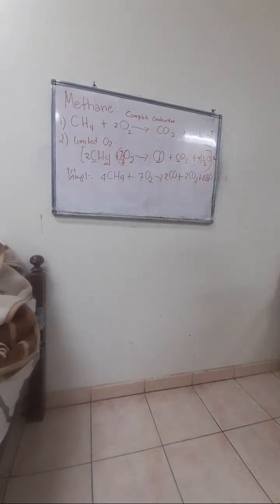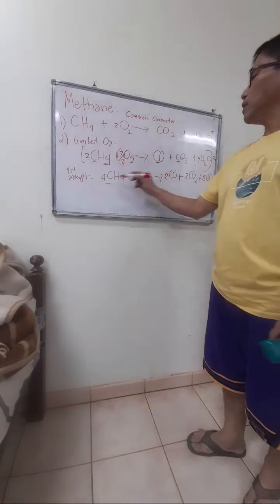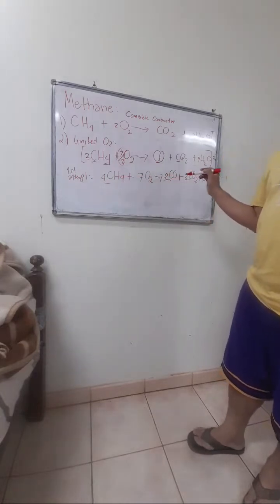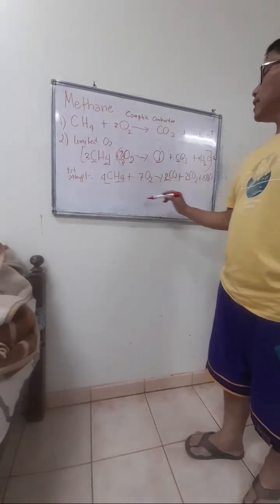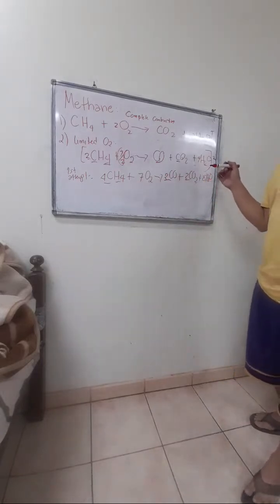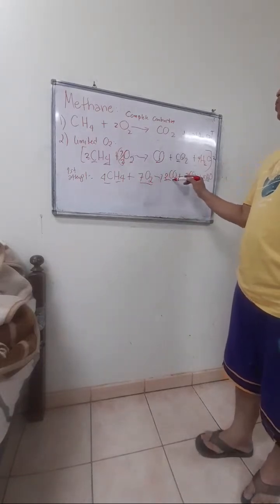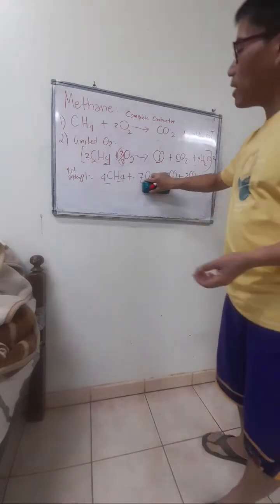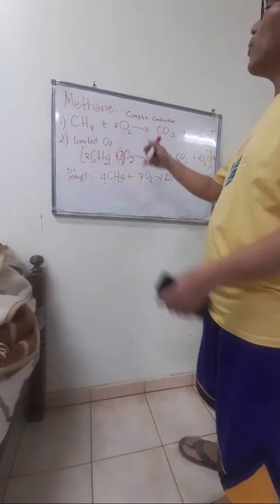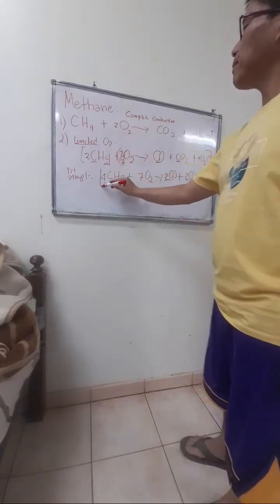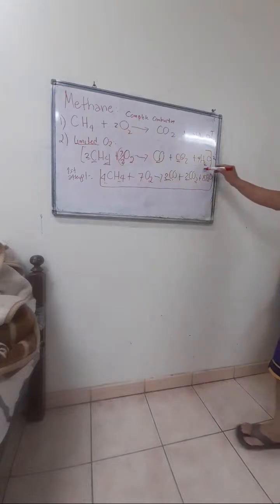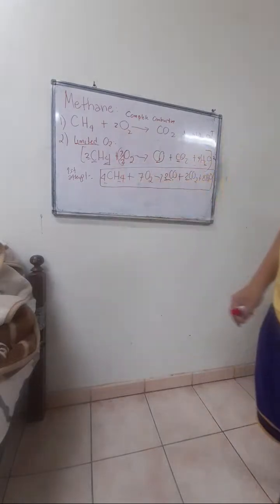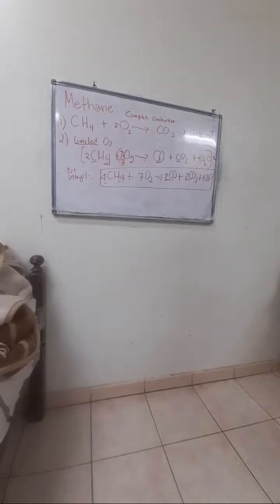Now, is this balanced or not? Try. Carbon, 4. Carbon, 4, right? Hydrogen, 4 times 4 is 16. Hydrogen is 16. How about the oxygen? 4, 2 plus 4 is 6, plus 8 is 14. So it is balanced. This is your chemical reaction now for incomplete combustion with limited oxygen. You get the point.